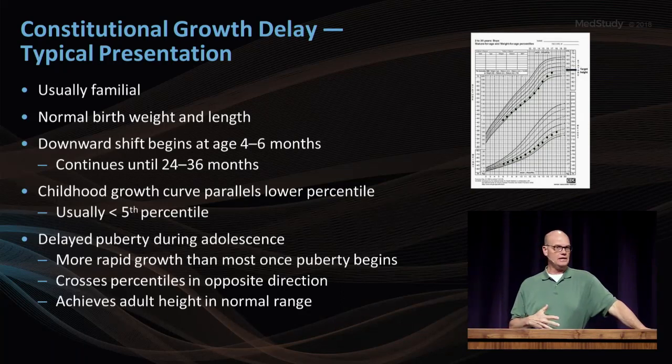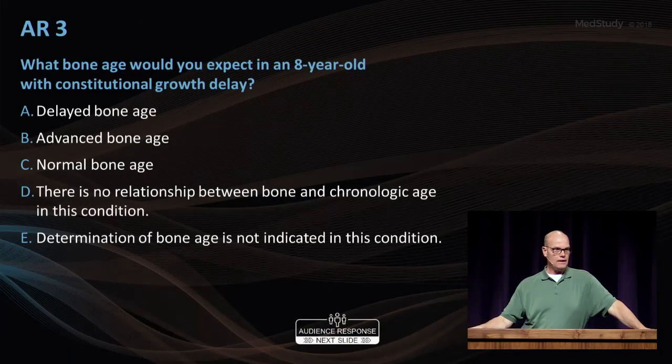And he might say, yeah, I was the shortest kid in the class until I hit junior year in high school, and then I shot right up. So this is benign, no need to investigate, with one exception. And how might you investigate this to confirm it? And you do that with a bone age.